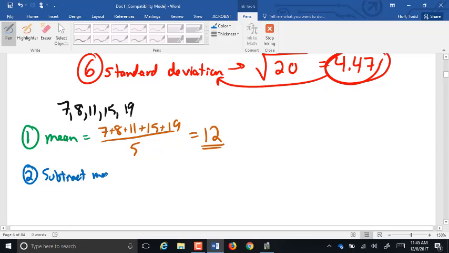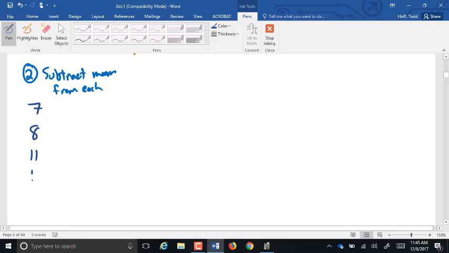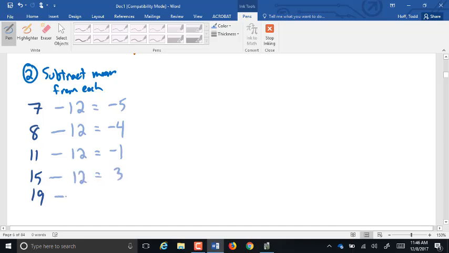Subtract the mean from each. So we have 7, 8, 11, 15, 19, and we shall subtract our mean. What is 7 minus 12? Negative 5. What is 8 minus 12? Negative 4. What is 11 minus 12? Negative 1. How about 15 minus 12? 3. How about 19 minus 12? 7. If I add these up, what should I get? 0. Remember what those are called? Deviations. Very good.